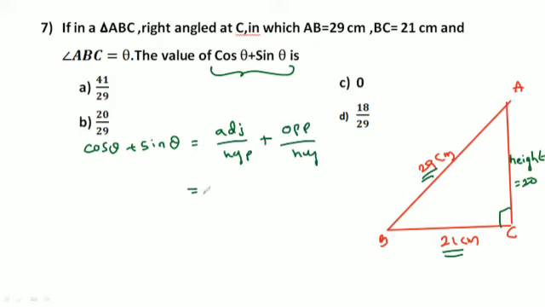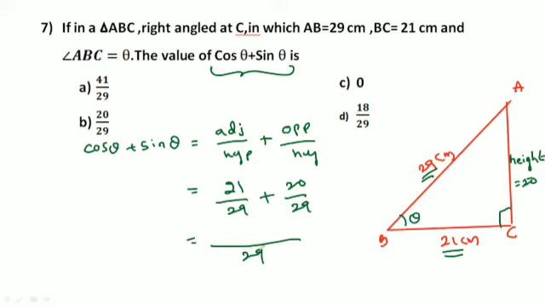Now what is adjacent side, children? Adjacent side to theta. This is theta. Adjacent side to theta is 21 centimeters and hypotenuse is 29, plus opposite side to theta is 20 by 29. Got it? Now we know, children, how to add the fraction. It's very easy to add here. Why? Because they have the same denominator, that is 29.